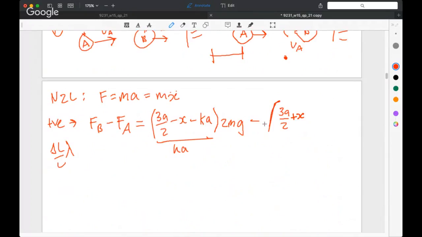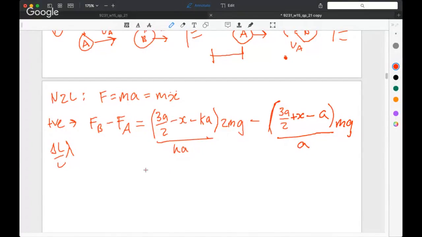So just remember these two numbers here at the start, they represent how long the string is. And this second one represents its natural length, okay? So this is how long the string is if we move P a distance x. And then we need to take away its original length, which is a, divided by a, and here's a modulus mg. Okay, so that's just writing down the force on the string.